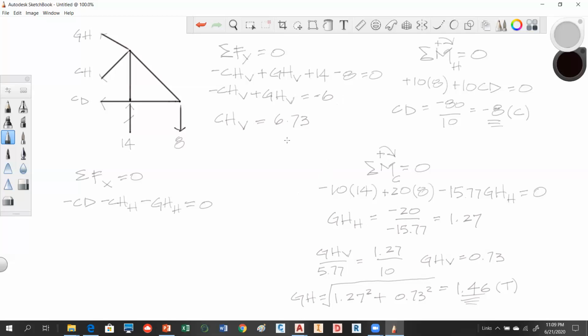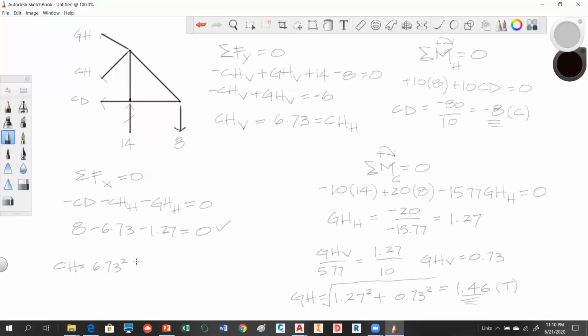Okay, so knowing CHV is 6.73, that also means, therefore, that it is equal to CHH, so they're equal. Okay, so one thing we can do is a check. We can plug stuff back into here. So we know negative 8 plugs into that, that becomes an 8. CH is negative 6.73. And GHH is 1.27. And when we add those it should equal 0. And that's a check.